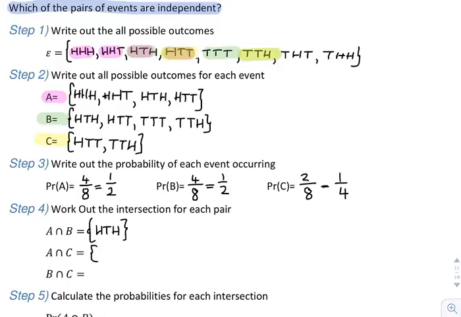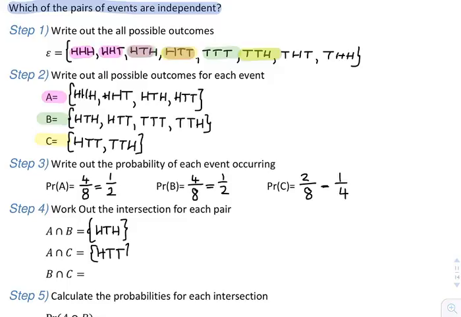Now we're looking at the intersection of A and B. So what's in common between the event A and the event B? In this particular case, I've got HTH here. It should actually also have HTT. They both occur in the events. So there should be 2 outcomes here, and there's not.